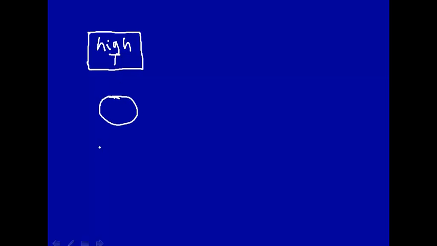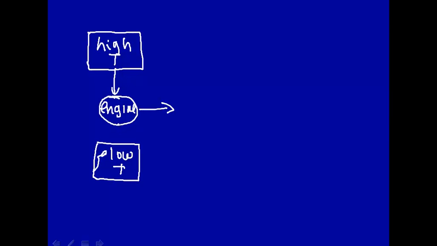All right, so let's write down the Carnot engine. Remember, we had a high temperature reservoir, we had an engine, and then we had a low temperature reservoir. Heat was transferred from the high temperature reservoir to the engine. The engine then did some work on the surroundings, and then some heat was transferred to the low temperature reservoir. Okay, so that's a Carnot engine.